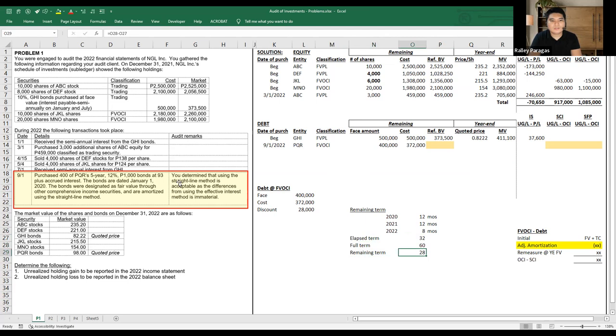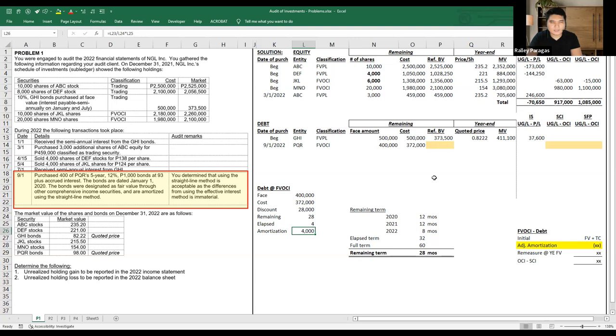So, yung discount mo na 28,000, i-divide mo yan by 28 months. Okay. So, remaining 28 months. Tapos, you amortize using the elapsed term in 2022. So, pinurchase mo yan ng September 1, 2022. Ilang months yung nakalipas up until December 31, 2022? Ilan? 4 months, no? So, September, October, November, December. Okay, so nagbilang lang tayo, 4 months. So, that means to say, magkano yung amortization ng discount natin? 28 divided by 28 multiplied by 4. Tama? So, that's basically 4,000.